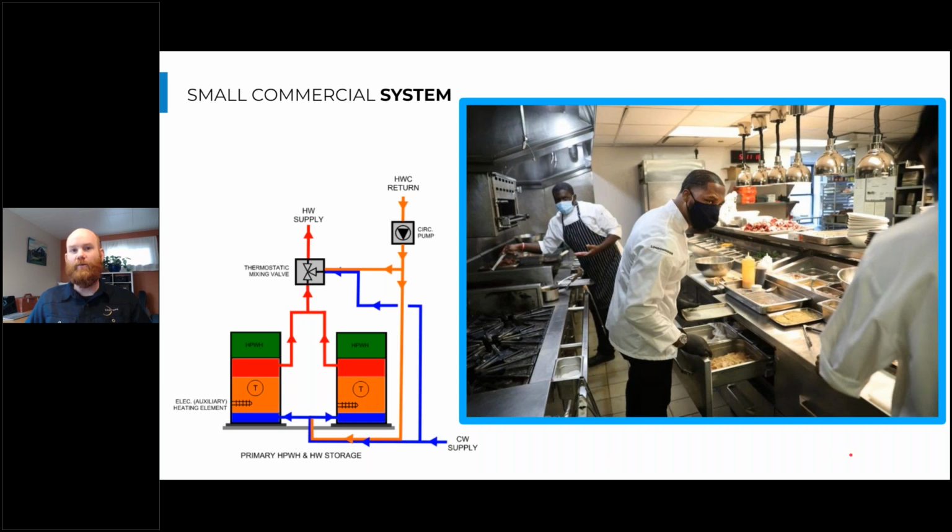This works really well too, because when the kitchen is on and working, it typically has a cooling load, and when the kitchen is on and working, it typically has a hot water load. And so it's necessary to match those loads together at the same time to really get that savings effect that I'm talking about.